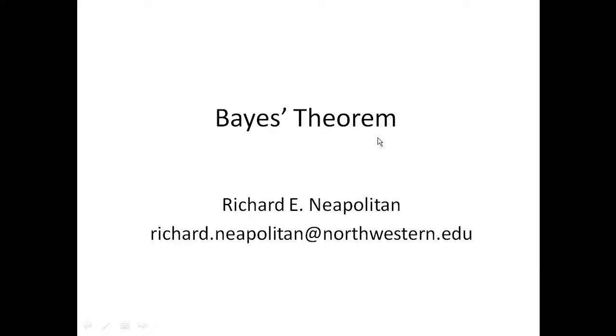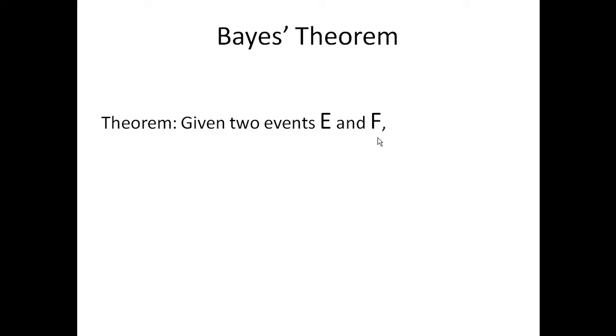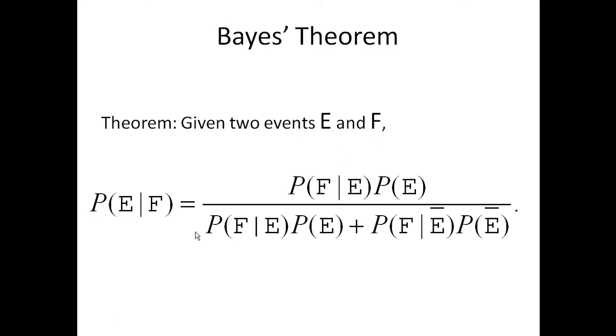All right, let's look at Bayes' theorem. Stated, it looks like this. Given two events, E and F, the probability of E conditional on F is the probability of F conditional on E times the probability of E, divided by this same quantity, the probability of F conditional on E times the probability of E, plus the probability of F conditional on not E times the probability of not E. This is set complement, so it means all those elements which are not in E. In terms of logic, it means the logical opposite, not true.